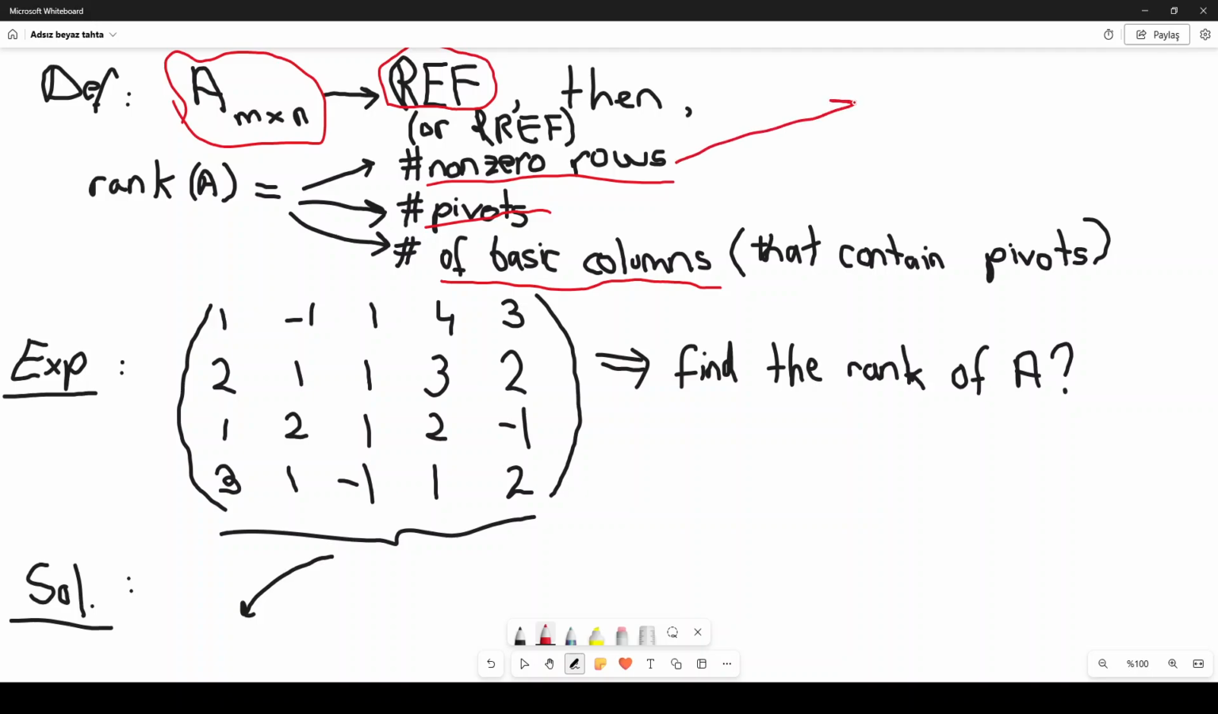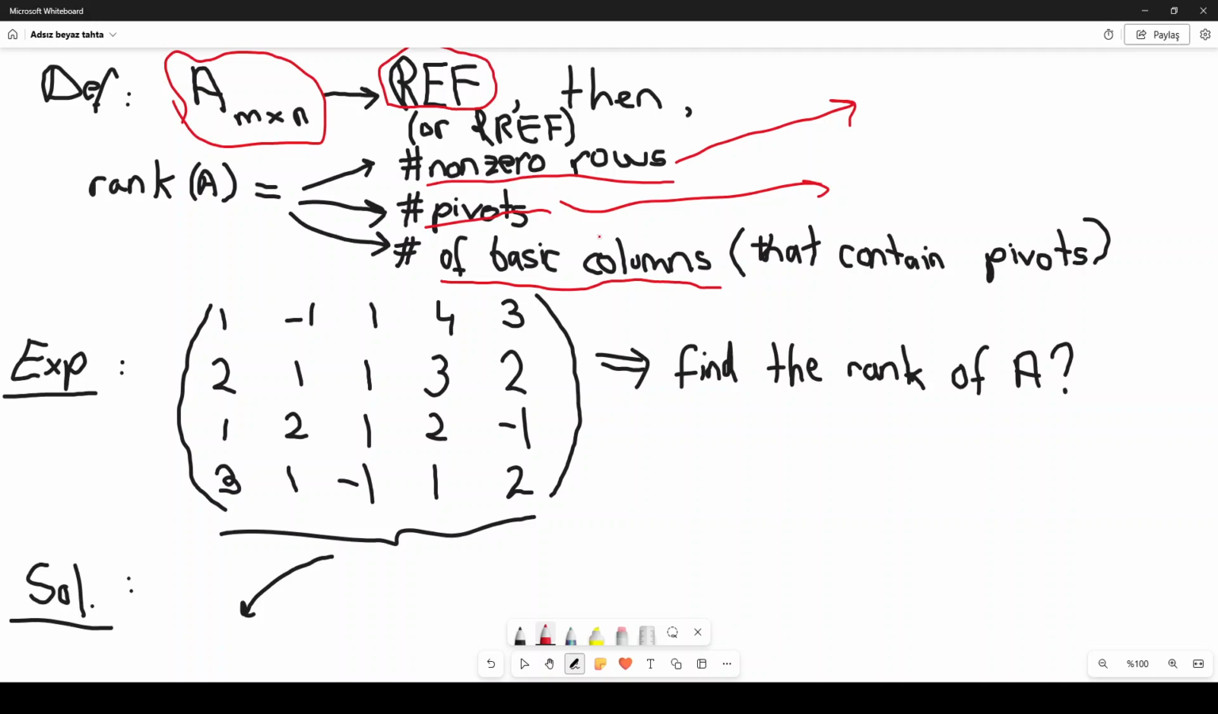So after reducing it to one of these echelon forms, we examine either the number of non-zero rows after we are done with the elimination process, or the number of pivots. We know what a non-zero row is, right? A non-zero row is nothing but a row that has at least one entry which is not equal to 0.